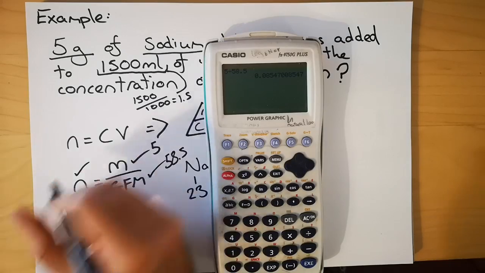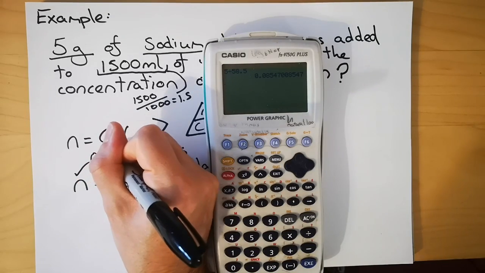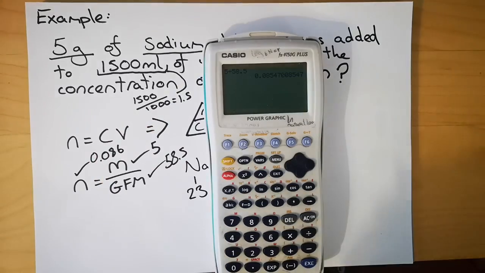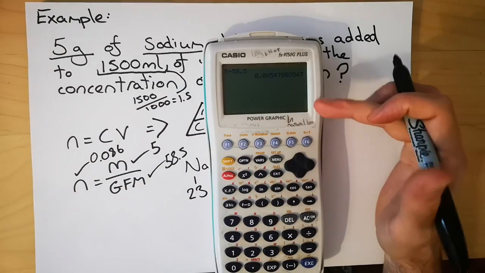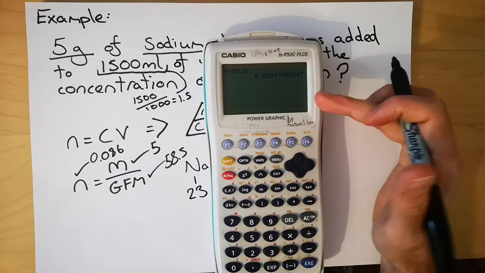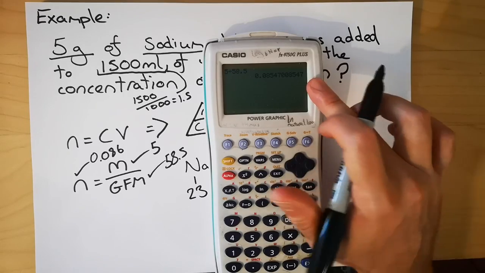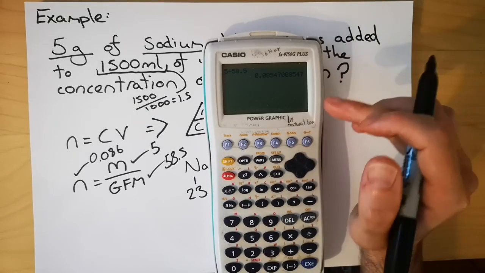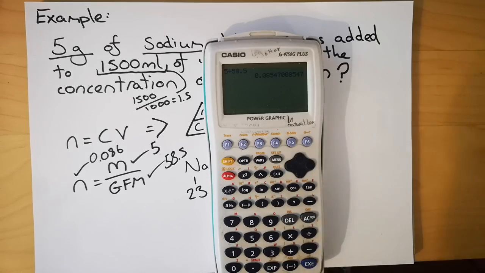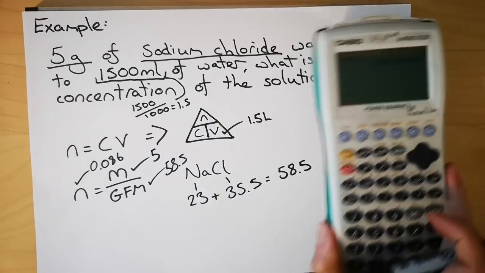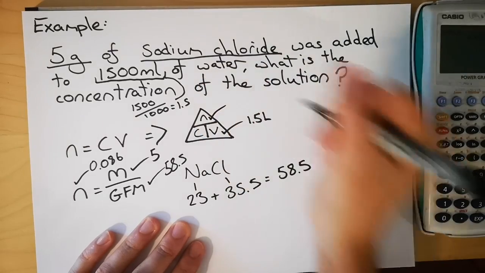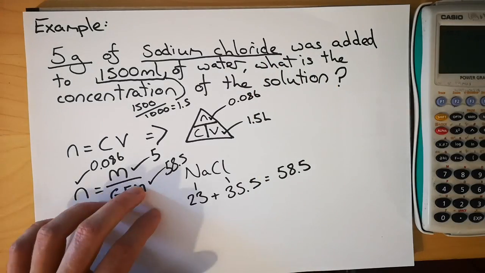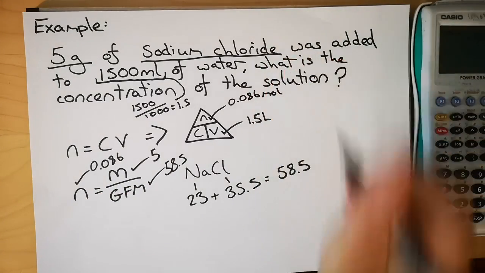So I do have that, and it's 0.086, really. However, I'm going to keep the longer, more accurate number in my calculator, because if I simplify it too soon, it might throw my answer off a little bit. So I do have my number of moles, and it is left in my calculator, and it is 0.086 moles.